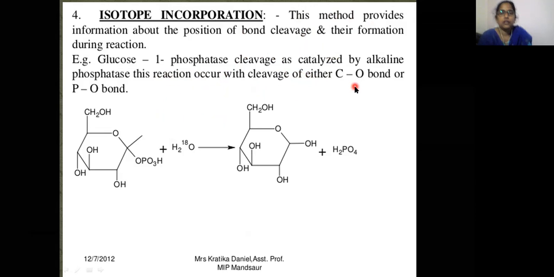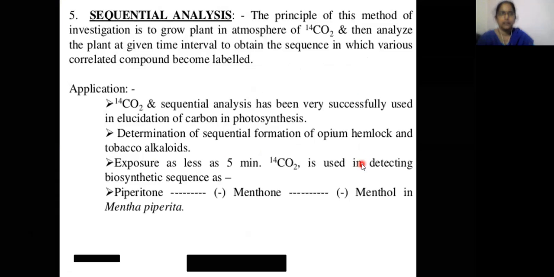the reaction occurs with the cleavage of either CO bond. This can be identified by isotope incorporation. Here, cleavage of this phosphate group is taking place, right? That can be identified by using the isotope incorporation method. And next is sequential analysis. The principle of this method is the investigation of pathways.